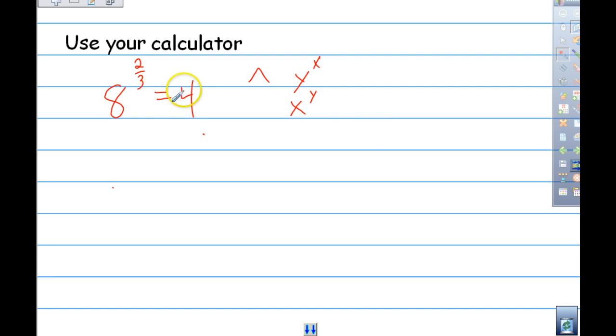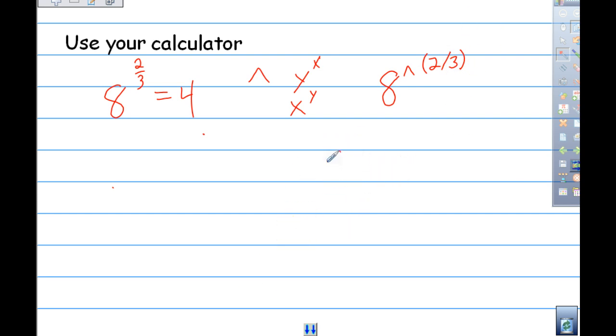And what about, let's see here. Oh, some of them you might have to use parentheses. Some of the more basic scientific calculators, you had to use parentheses, so you might have had to put in 8 to the 2 divided by 3 power, close parentheses, then hit enter. Okay, make sure you do that.